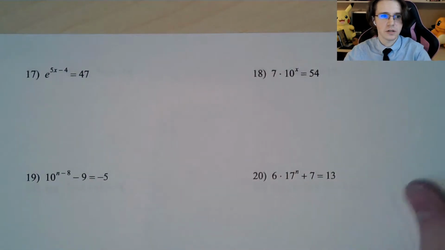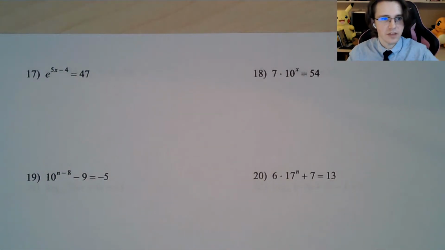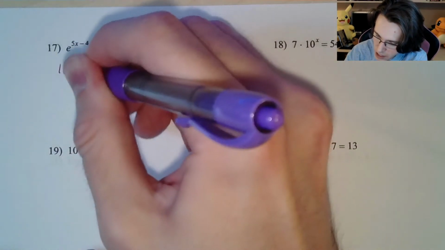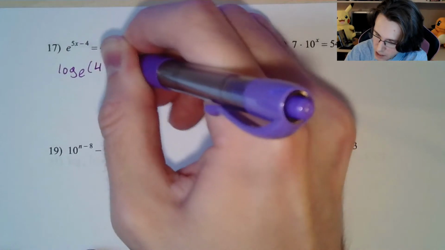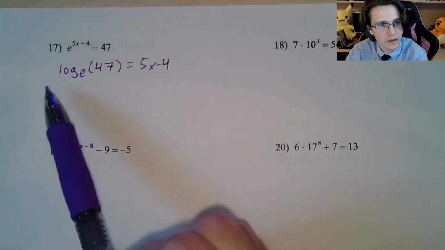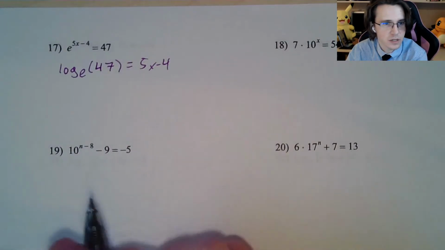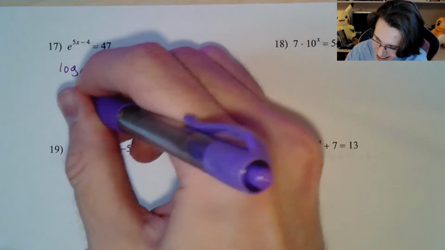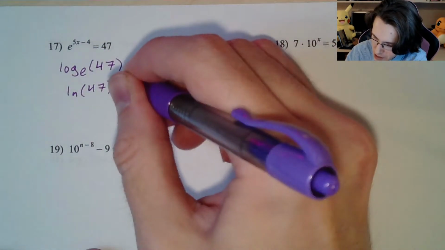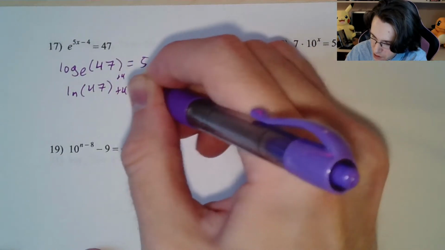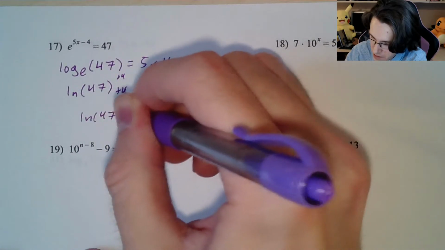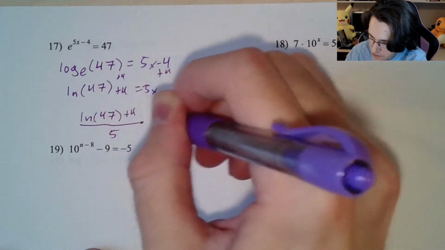So our next page here, number 17. So this one, we have that e. When we rewrite with log base e, we'll have log base e of 47 is equal to 5x minus 4. However, when we write the log base e, we don't want to write that much. We're mathematicians being lazy. We're going to rewrite that as an ln instead. Go to that next step, but we do have to add 4 to both sides. So plus 4 is equal to 5x. Divide both sides by 5. ln of 47 plus 4, all divided by 5, is equal to x.